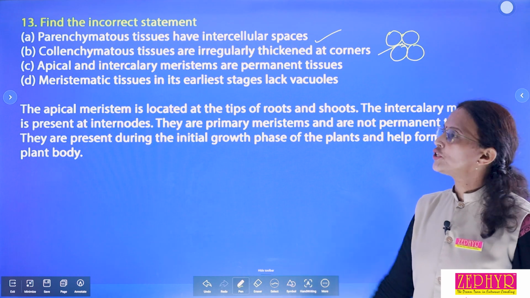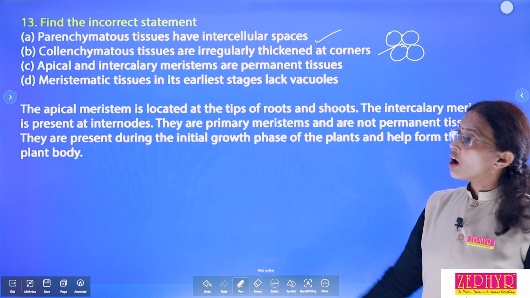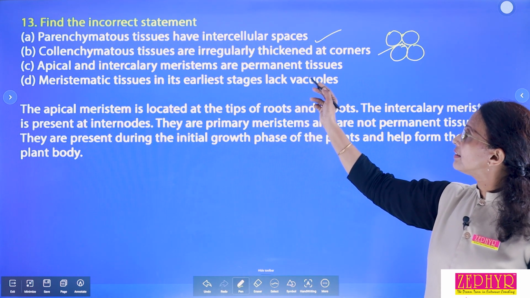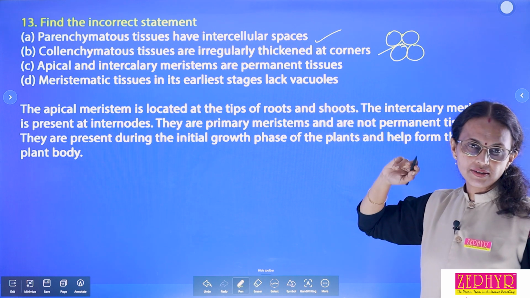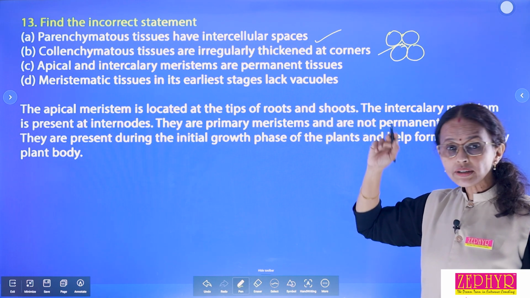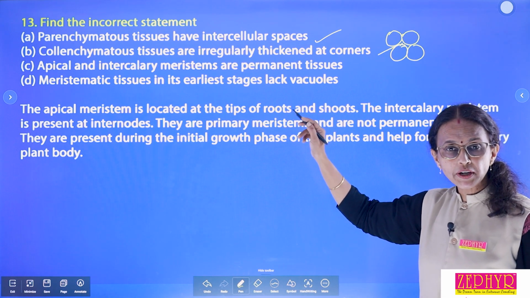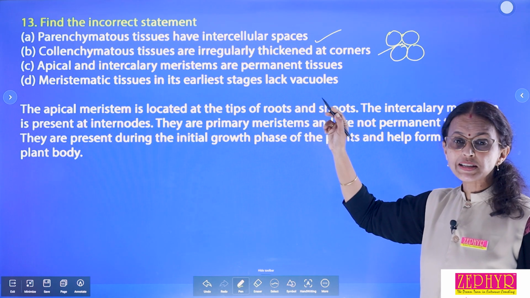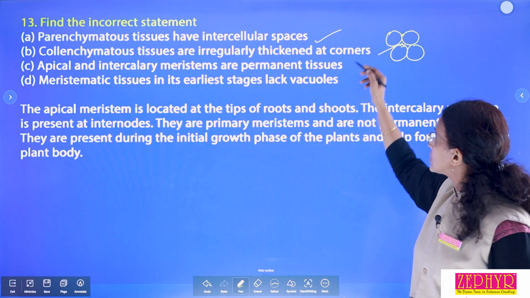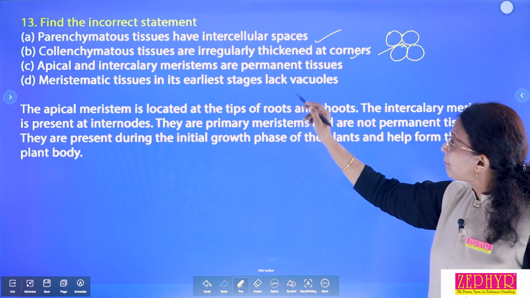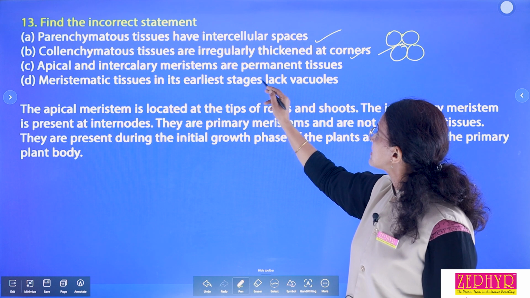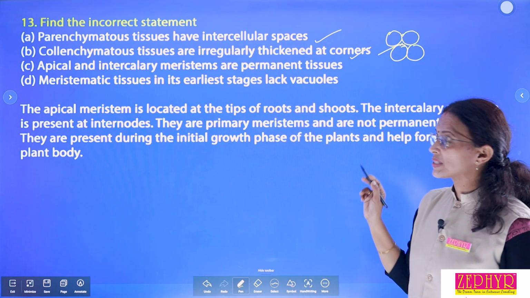Parenchyma is simple permanent tissue. Second statement, collenchymatous tissues are irregularly thickened at corners. That is also correct. You already discussed the previous question. Collenchyma is also simple permanent tissue. Here the thickening is present only at corners. That is also correct.